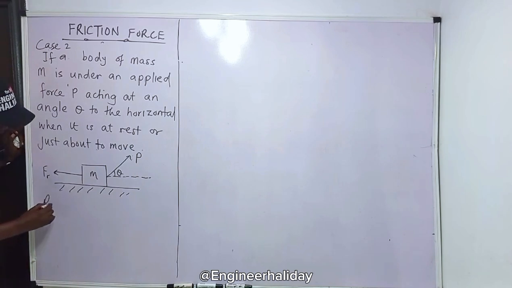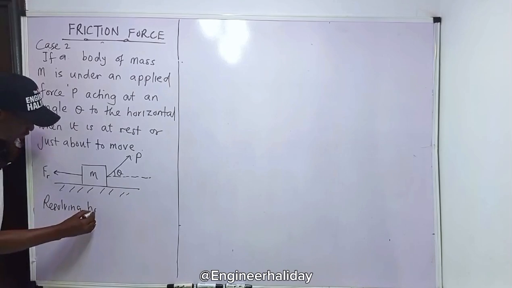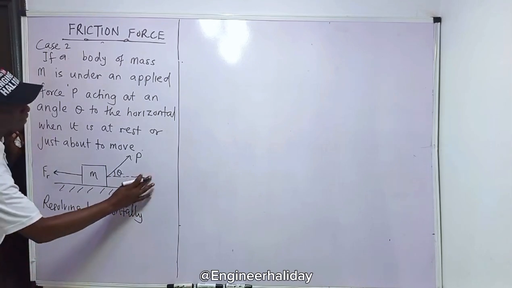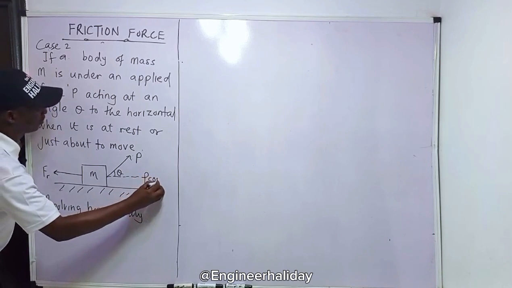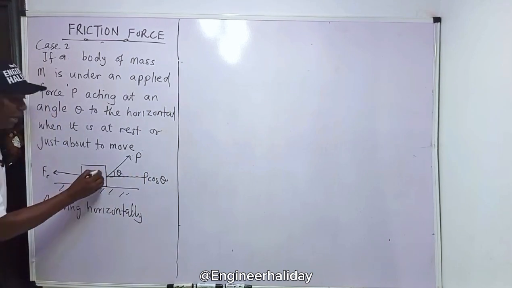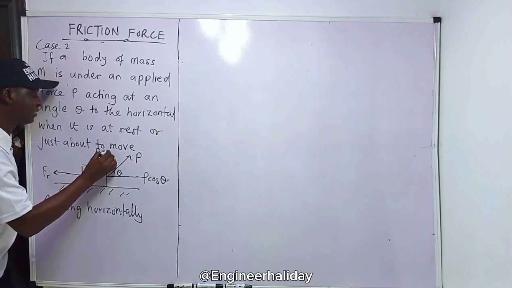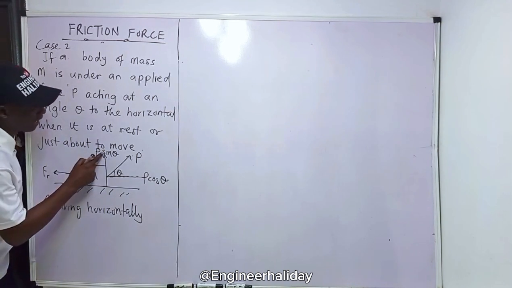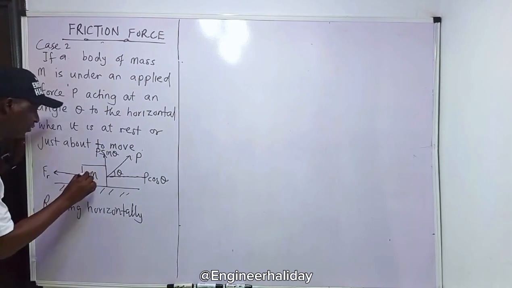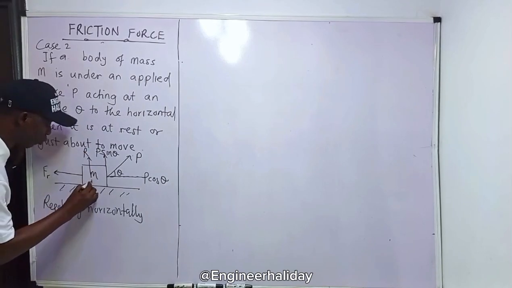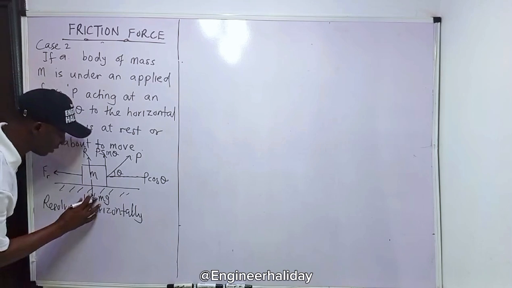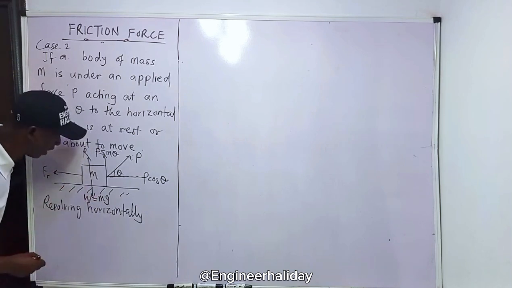Now, he said resolving horizontally. What do we have? Here will be P cos theta, because it's inclined to the horizontal direction. Then along this side, you have P sin theta. What we have now is the reaction going up, don't forget, and the weight downward. The weight is equal to Mg, which is mass times acceleration of gravity.